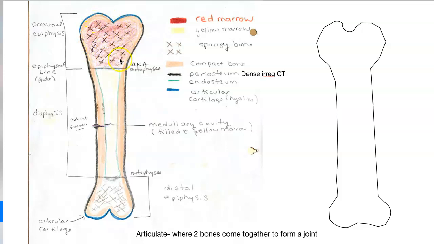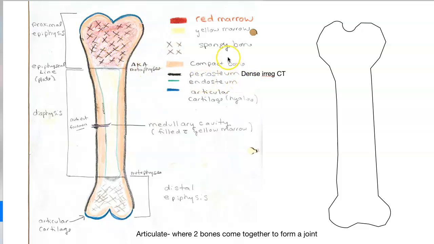And in the proximal epiphysis of the humerus and femur in adults, you're going to have red marrow. So this is where the red marrow is going to be in adults. Different than in kids. Kids have red marrow everywhere. Adults, limited. But it's going to be in the proximal epiphysis of your humerus and your femur.